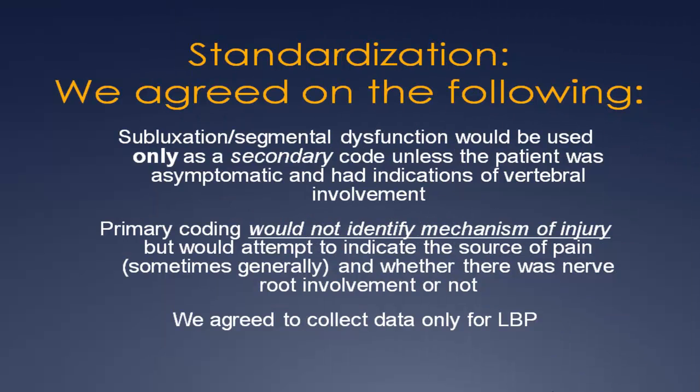In our study, for example, we agreed on the following. Subluxation or segmental dysfunction would be used only as a secondary code unless the patient was asymptomatic and had indications of vertebral involvement. Primary coding would not identify mechanism of injury, but would attempt to indicate the source of pain, sometimes generally, and whether there was nerve root involvement or not.